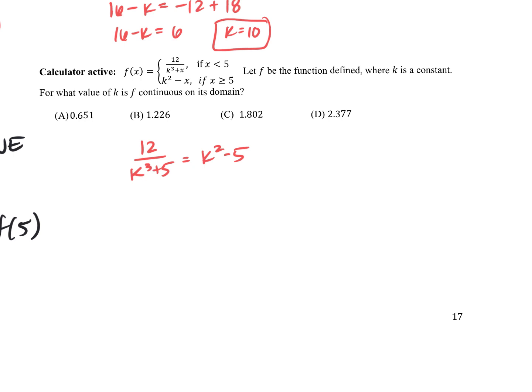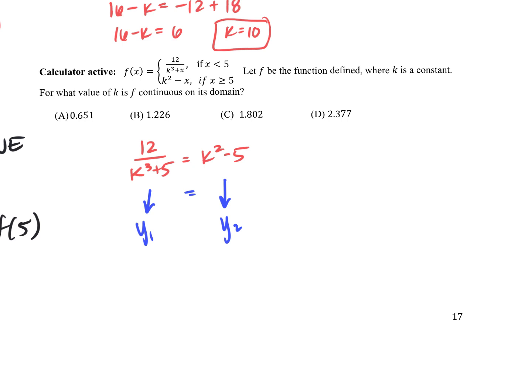You guys put this guy in for your y1. Put this guy in for your y2. You were curious if they intersect. That's where they're going to be equal. So we're all going to go type in 12 over x cubed plus 5. And then that's my y1. Then my y2, I'm going to type in x squared minus 5. I'm going to do a little zoom 6. Whoa, look at my computer. So we've got a crazy graph going on.